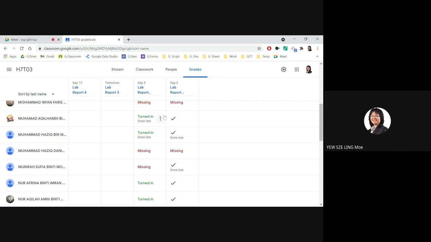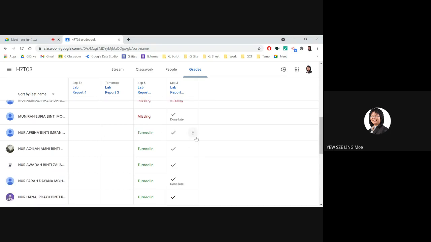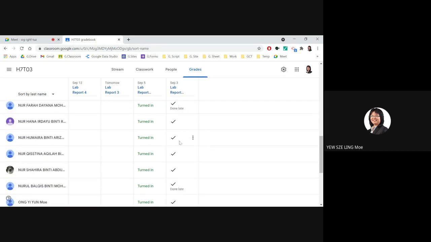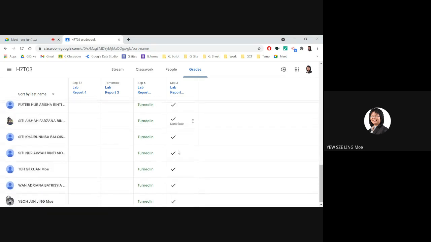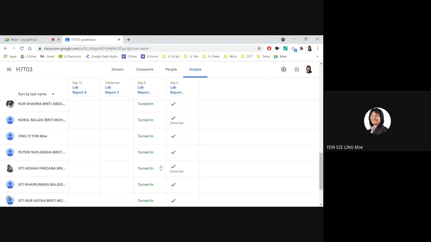Okay, you see all this late, dah biasa dah late and late again. Haziq tak pernah submit kerja saya. Munira also hasn't submitted your second lab report. Okay, so I have a record of everything here: who submitted late, who didn't turn in my works. Of course, most of you are quite good. You submit on time. Just a few of you are late.